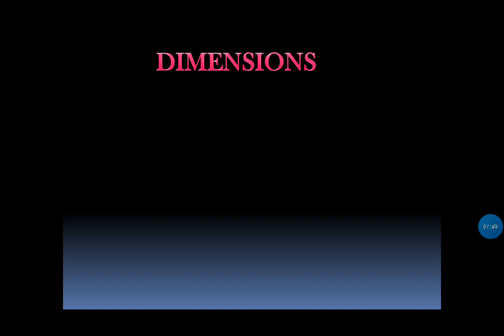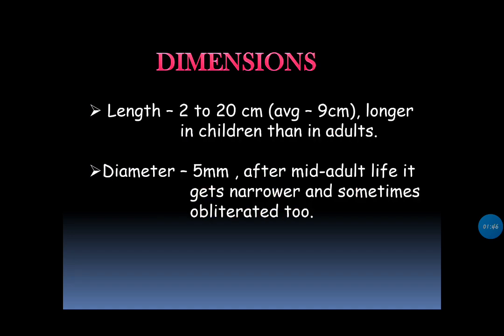So the next one is dimensions. The length of appendix is approximately 2 to 20 centimeters, and an average of 9 centimeters. The length varies with the age. It is longer in children than in adults. Next is the diameter. It is 5 millimeter. Above the lumen, as the age increases, the lumen gets narrower and often obliterated after mid-adult life.